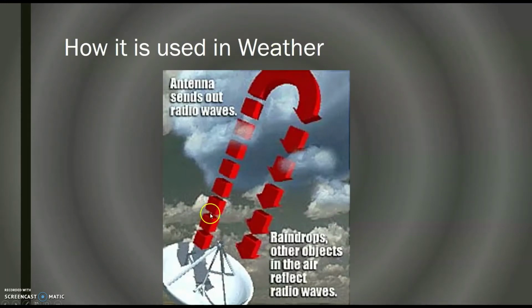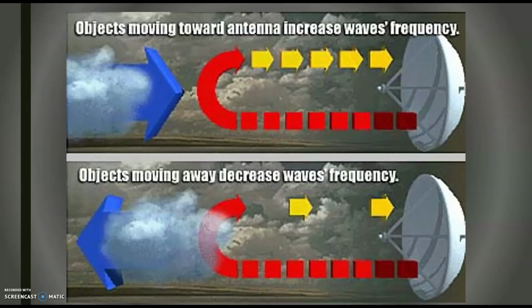Weather, we use the same thing for weather. We send out a radio wave, it hits off a cloud, and reflects back. If the antenna sends out a radio wave and the object comes back, and the clouds are coming at us, they're going to be a little bit higher frequency than the original radio waves sent out, and thus we know that the clouds are coming at us. And if the clouds are moving away, it's going to be a lower frequency than what was sent out, and thus we know that the clouds are receding away from us.